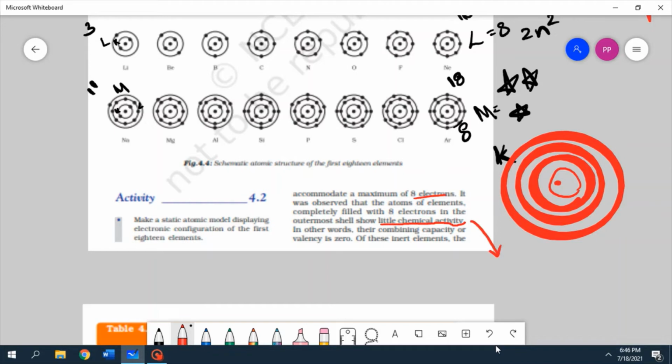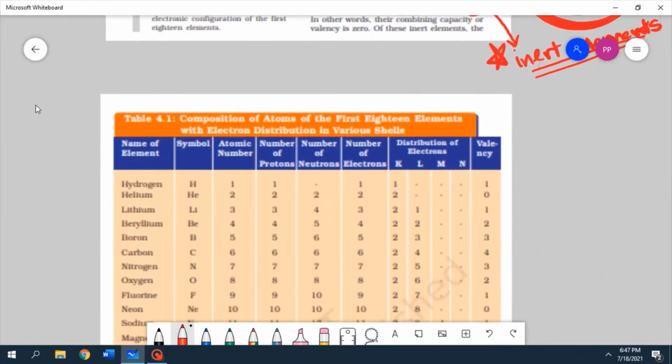Alright, so I hope everyone said inert elements or noble gases. That's another way of saying it. So this tells us that the atoms of elements with completely filled orbits, who have 8 electrons in the outermost shell, are inert elements. Okay, this is very important. I need you to remember this for the following concepts.